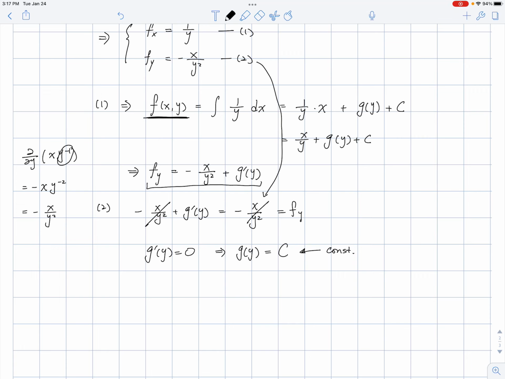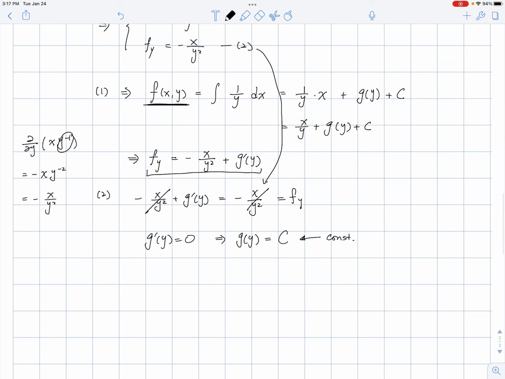All right, so now we put everything together. This is a constant, plug this back into the general format we have from equation 1. The c here can be an arbitrary constant, so we can just write them together, and therefore you do have just a very simple form, a function x over y plus a constant. Any constant is a potential.